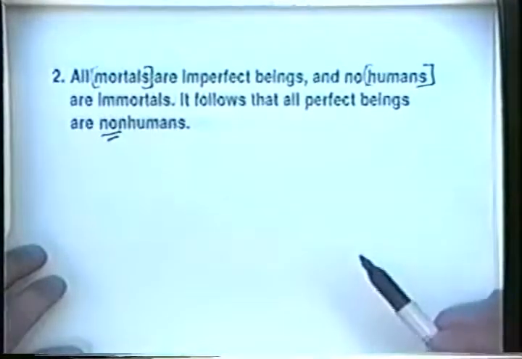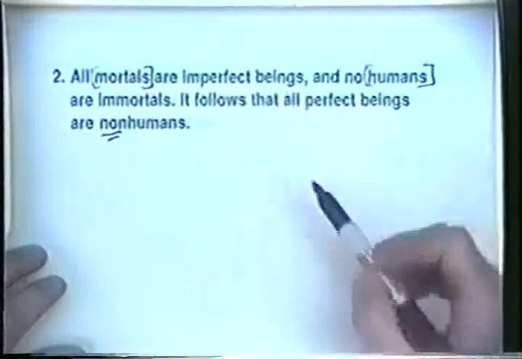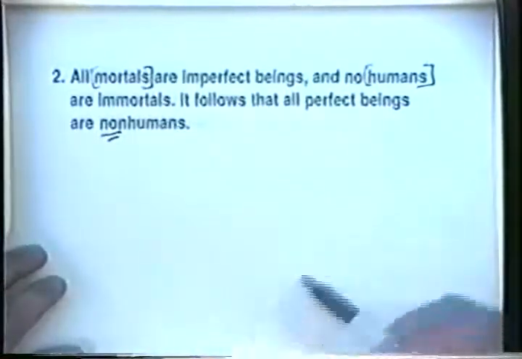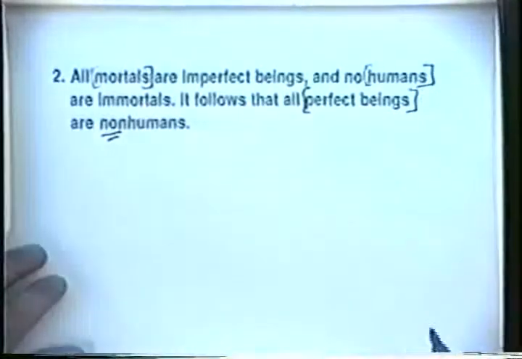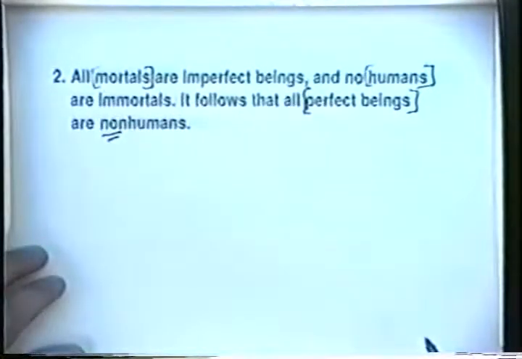Now what's the third term? Well, we've got imperfect beings and perfect beings. So let's take the positive term. We all want to be perfect beings anyway, so let's do this. Now we've identified the three terms we're going to use. Now we have to change each sentence in such a fashion that we'll end up with something equivalent, but only using those three terms. So let's begin with the conclusion.